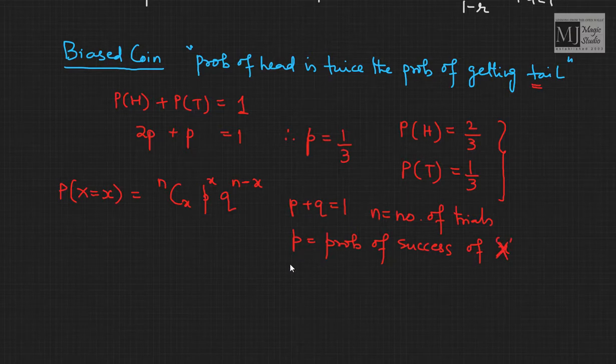What is my capital X? Capital X is an outcome. It can be either getting a head or getting a tail. इसको एक एग्जाम्पल से समझेंगे.